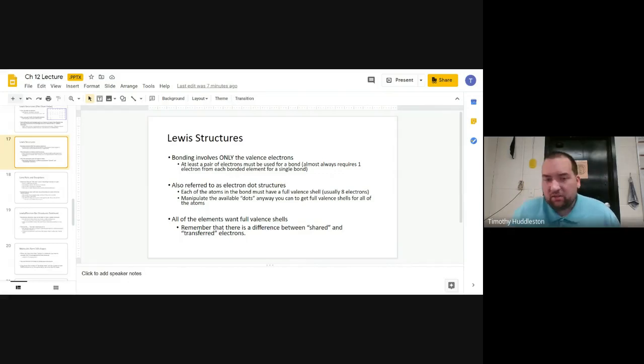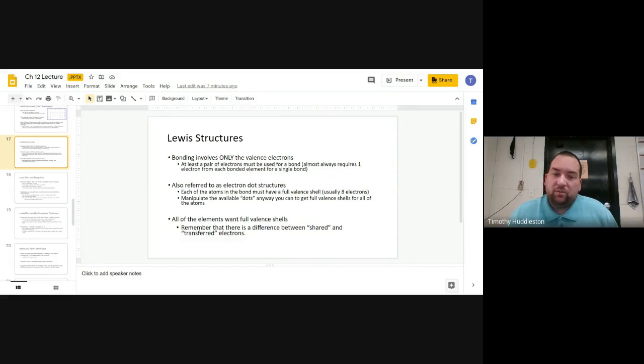Lewis structures are also referred to as electron dot structures. Each of the atoms in the bond must have a full valence shell to be stable. Now, once we get into more complicated Lewis structures, the only thing that can possibly not have a full valence shell and still maybe form is the central atom, but it will be unstable. When I say central atom, that means a lot of atoms are bonded to that one atom. And we'll talk about that in a little bit.